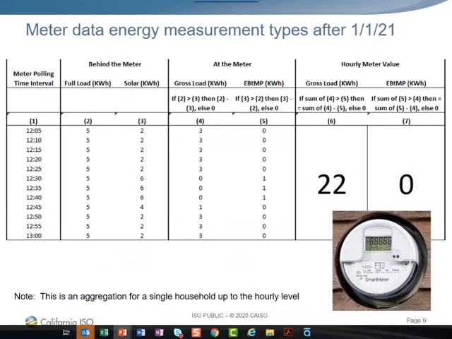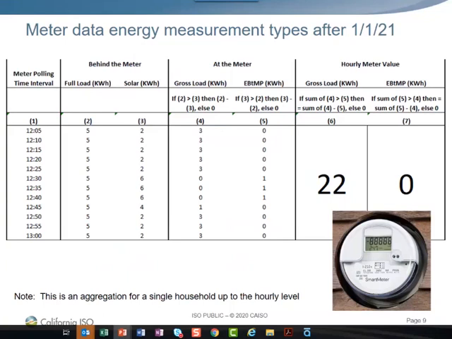And then you'll see in the 3rd column that the solar is producing a certain amount in different intervals. So like for the first 5 intervals, it's 2 kilowatt hours, and then it goes up to 6, which is actually more than the load. And then it goes back down in the last 4 intervals.